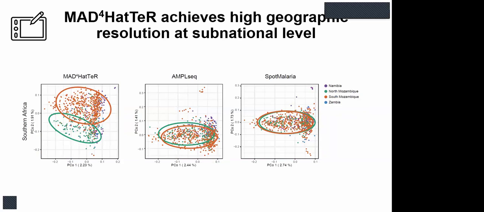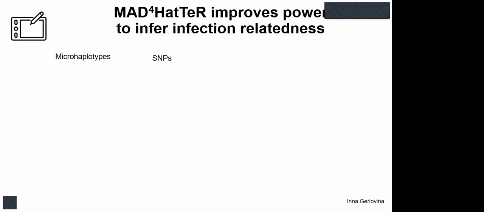So we have data from national level like Namibia, North Mozambique, South Mozambique, and Zambia. The PC shows here, the principal component shows here, that with the Amplisec and the SpotMalaria, you cannot clearly differentiate or have a difference between North Mozambique and South Mozambique, but our panel could clearly distinguish between these two data sets, showing that it has a higher resolution compared to the other two panels which were in existence for malaria.